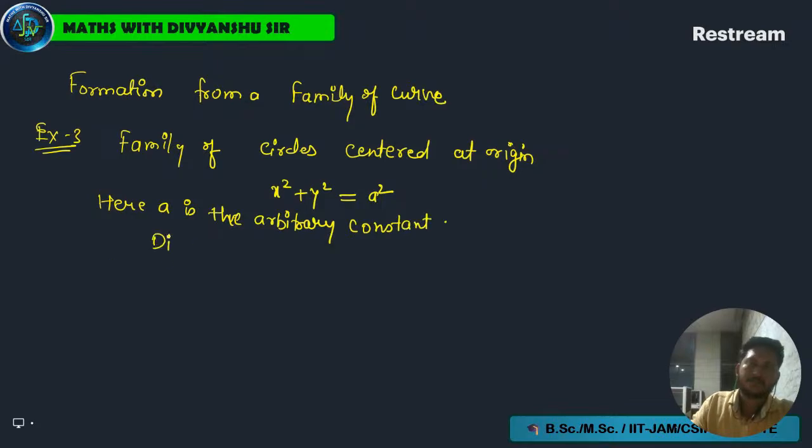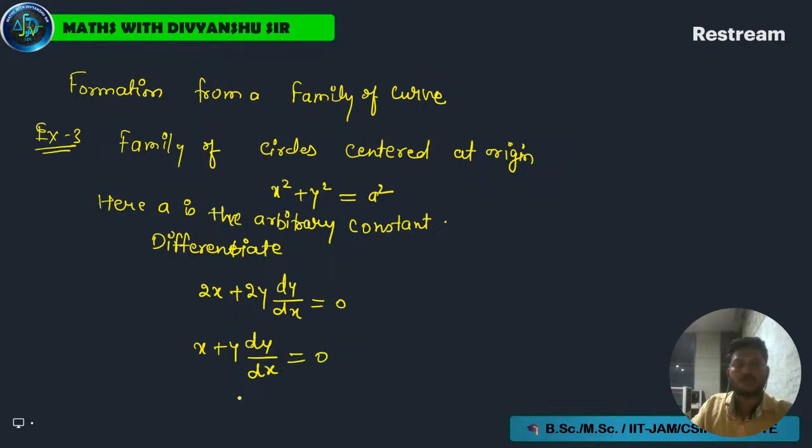So differentiate. When you differentiate this, you get 2x plus 2y dy upon dx equal to 0, because a square is a constant term. Now simplify this, and you get x plus y dy upon dx equal to 0. So this is the differential equation representing all circles centered at the origin.